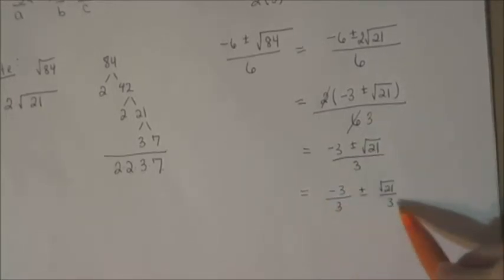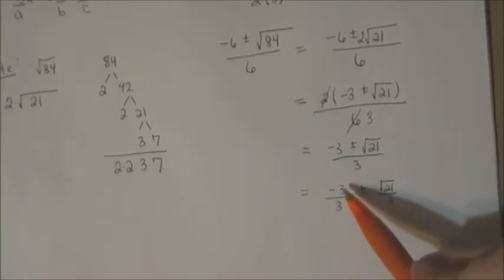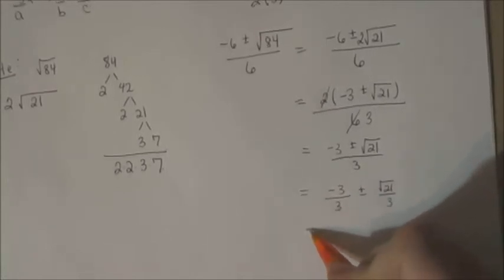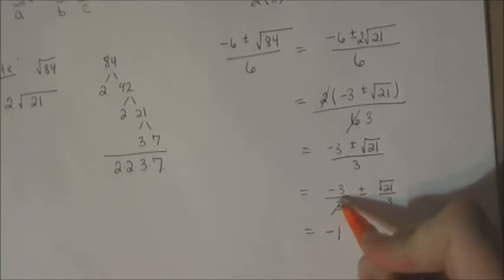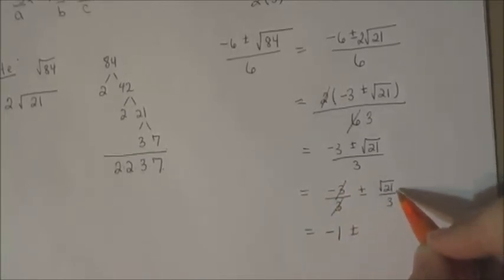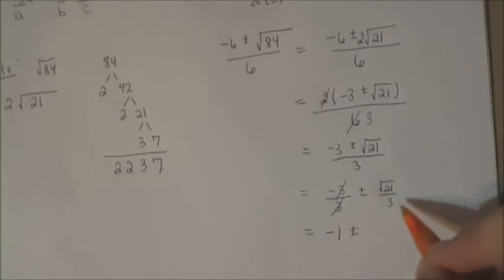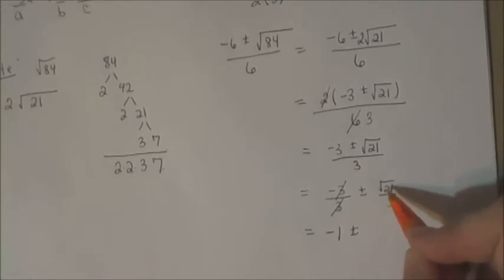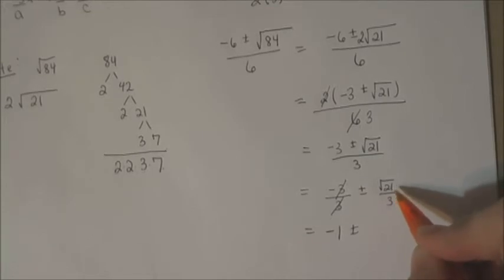The reason we wanted to separate these two is because I can cancel this 3 top and bottom, and this becomes a negative 1. And then I still have my plus or minus, and the square root of 21 divided by 3, I can't simplify any further. I cannot cancel this 3 out of the 21. The 21 is inside a square root of 21. This is not the number 21. You cannot cancel inside a square root.